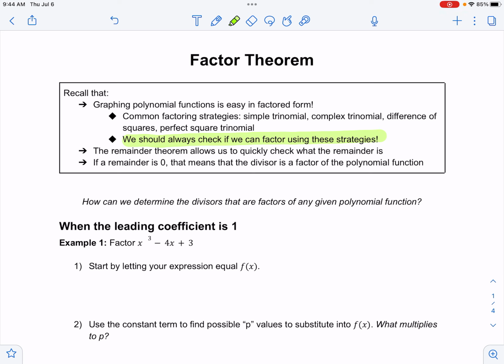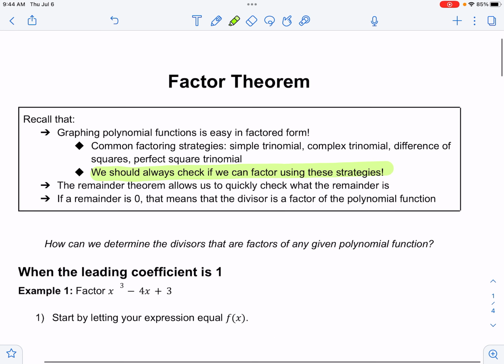These are going to be quicker than any type of higher level factoring that we're going to be doing today and for the remainder of this course. Always rely on your basics. Go back to your roots. However, sometimes that's not possible, and that's where factor theorem comes into play.